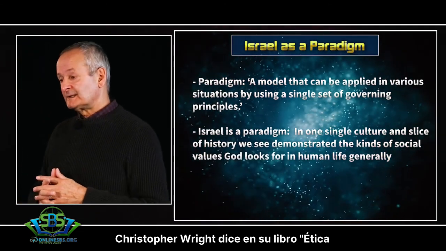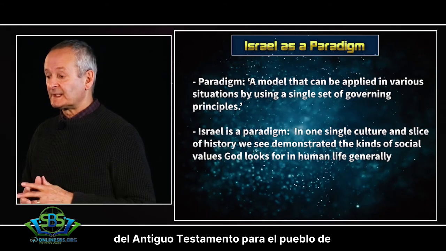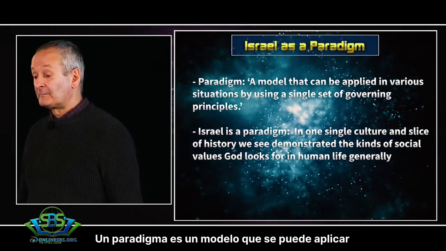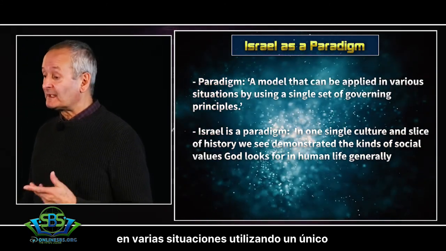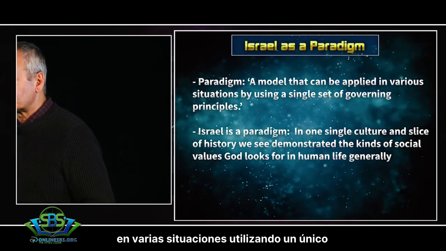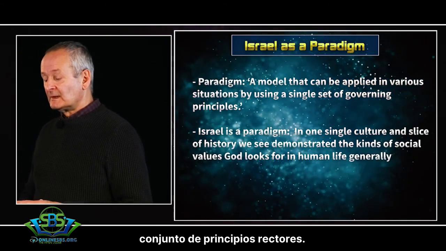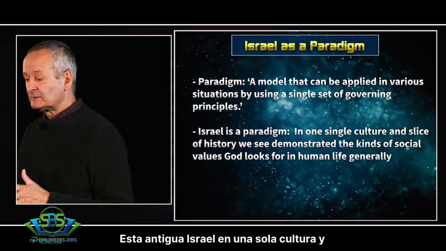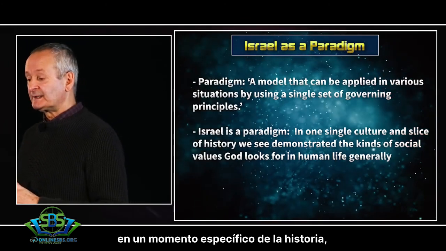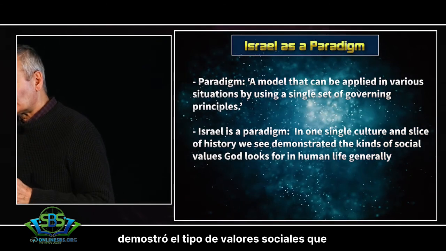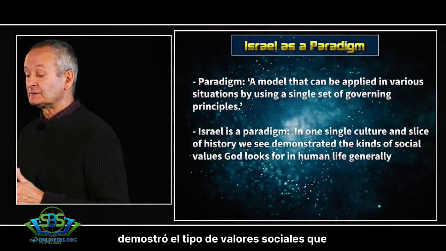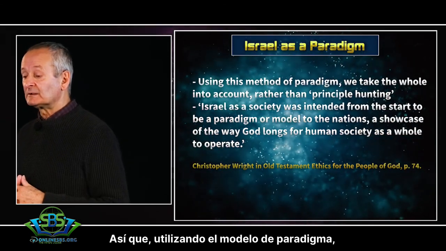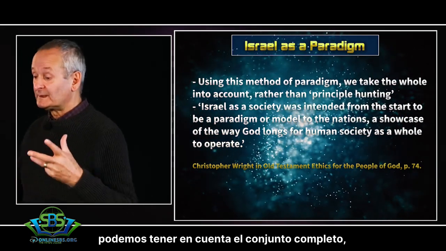Christopher Wright says in his book, Old Testament Ethics for the People of God, that Israel is a paradigm. A paradigm is a model that can be applied in various situations by using a single set of governing principles. And so he says Israel is a paradigm, this ancient Israel. In one single culture and one slice of history, we see demonstrated the kind of social values God looks for in human life generally. So using the model of paradigm, we can take the whole into account.